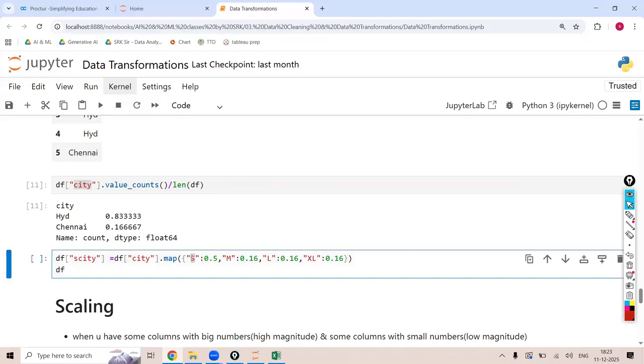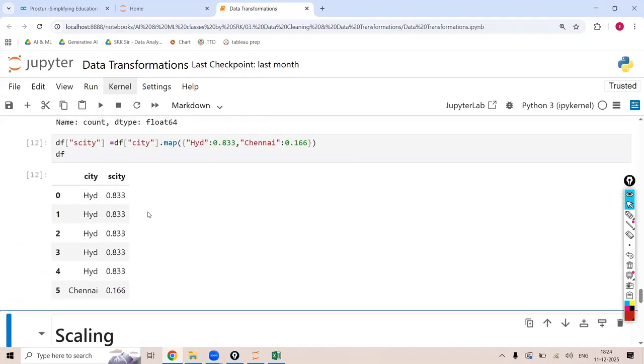I'm writing HYD. HYD is equal to 0.833. And what is the second one we are having? Chennai. So Chennai, I'm going to give 0.166. Like this, I'm providing the values, and now see, wherever Hyderabad is there, Hyderabad will be given 0.83. Chennai will be given 0.16.